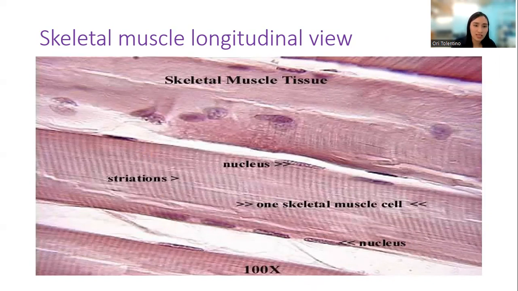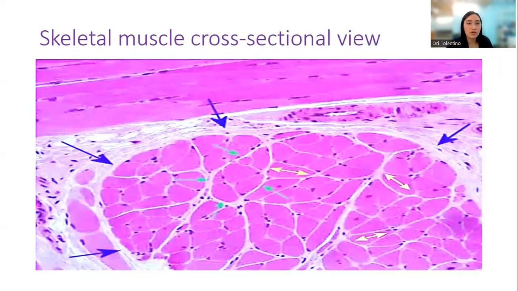Okay, so they are seen as striations in light microscopy. This is a skeletal muscle cross-sectional view. You can see the investments of the muscle, or the coverings. The blue arrows point to your epimysium, the outermost connective tissue surrounding the entire muscle. The cyan arrows point to your perimysium.